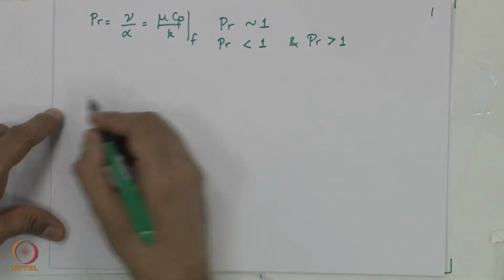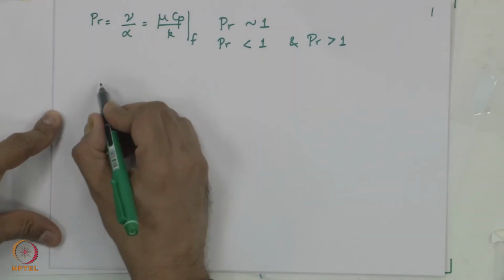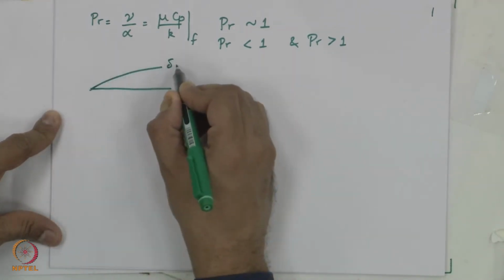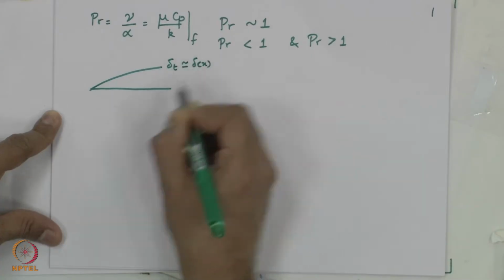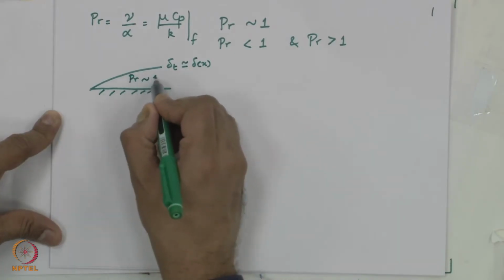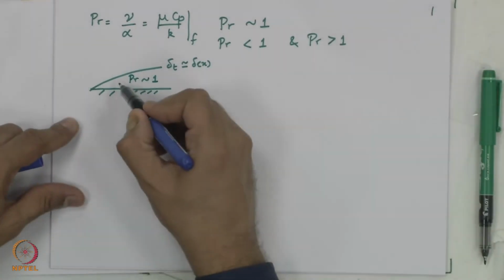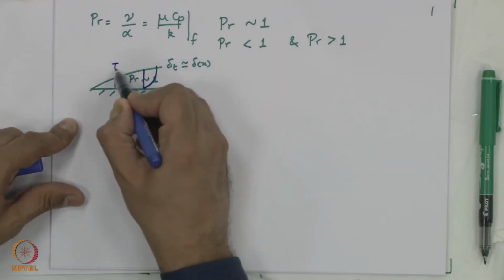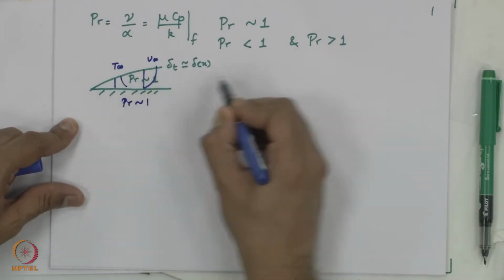These different values of Prandtl number gave rise to three different situations where the hydrodynamic boundary layer and the thermal boundary layer are of the same thickness. They grow at almost the same rate. That is where Pr is of the order 1. So, in this, the velocity and temperature profiles would vary in this region only. Afterwards, this would be T infinity and this would be U infinity. This is Pr of the order 1.